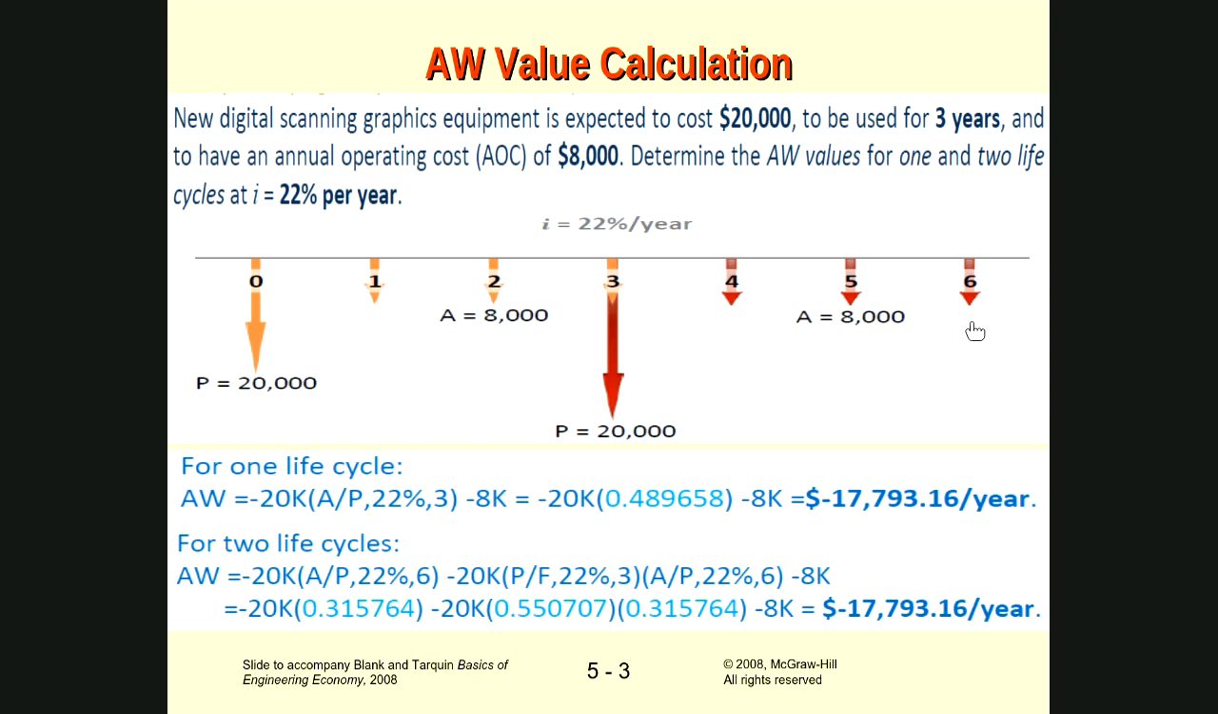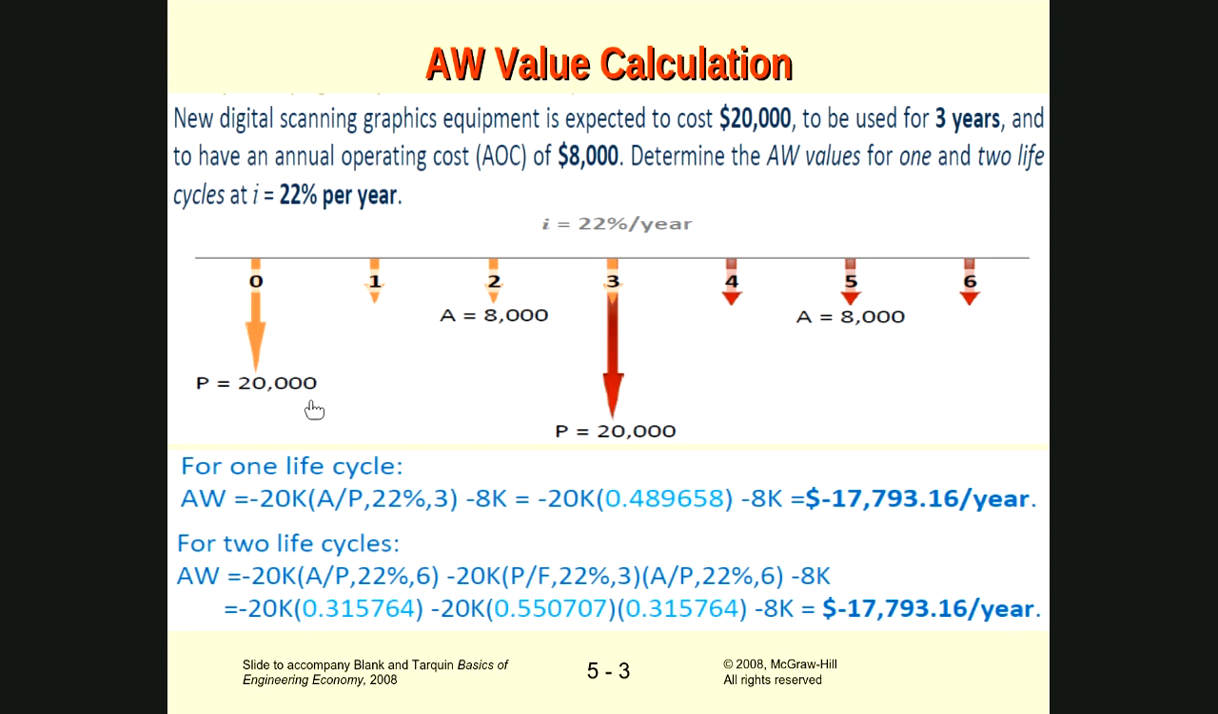Okay. In this question, it asks you first to find the annual for 1 cycle and then for the 2 cycles. For the first one, which is the 1 cycle, we will convert all the values, as we agreed, to annual worth format. And to do so, we need only to convert the 20,000, which was given as a present, to annual.